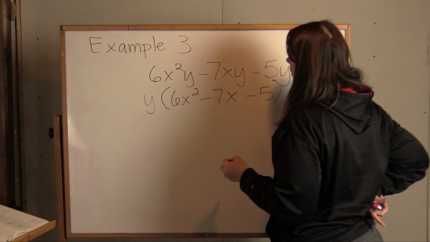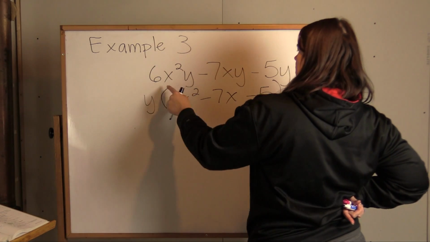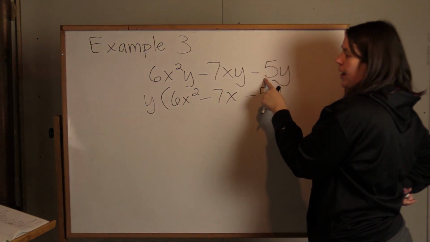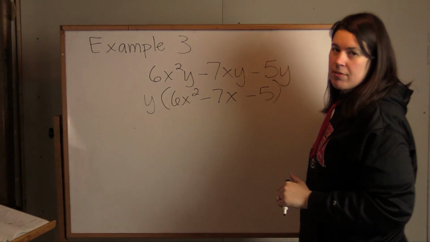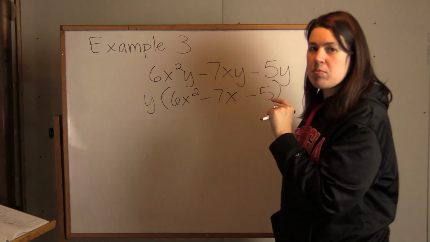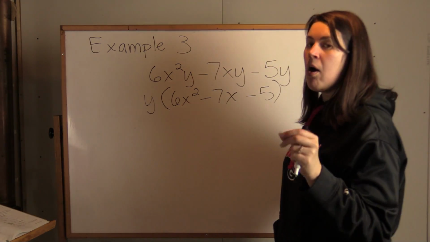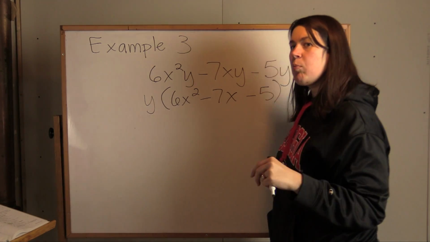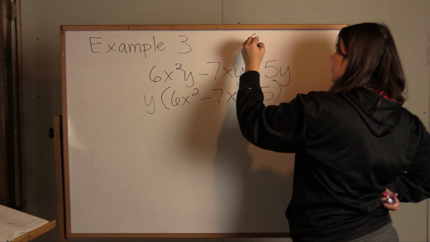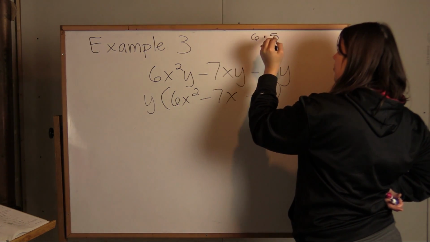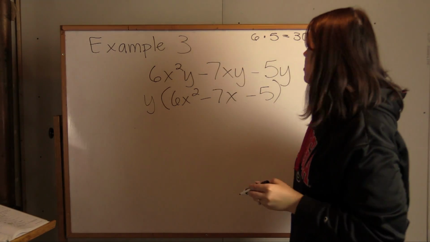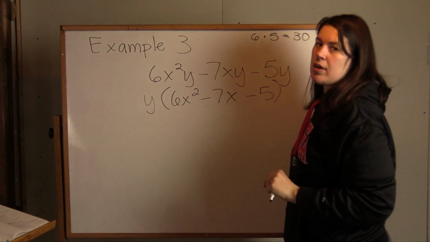Okay, so in this case, we're looking for factors of 6 and 5. Now notice this is negative. So this time, because this is negative, that means we're looking for different signs. One factor is going to be positive and one factor is going to be negative. So I'm going to go ahead and write that 6 times 5 equals 30. So I know that we're looking for factors of 30.